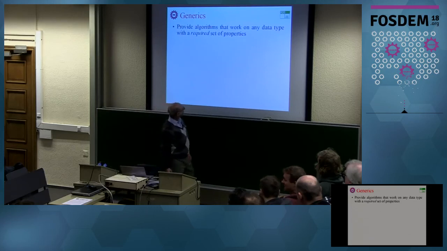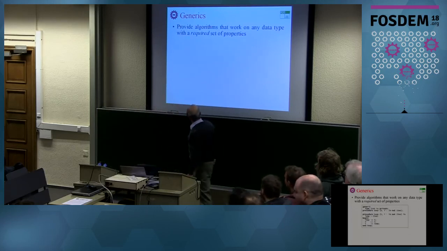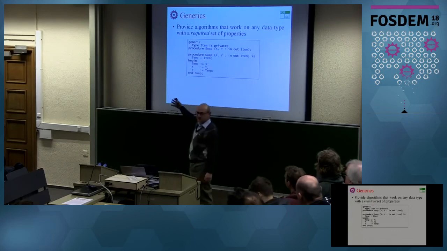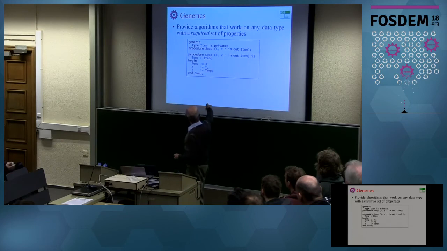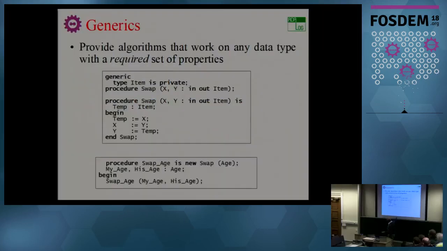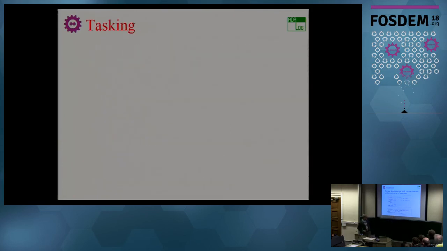Generics. Time is running, so I'll go faster. It's a way, like templates in a sense, to reuse algorithms that can work on any type. So this is to swap two variables, it generates from a private type, and from this model, in a sense, you can instantiate a real procedure by providing the type.